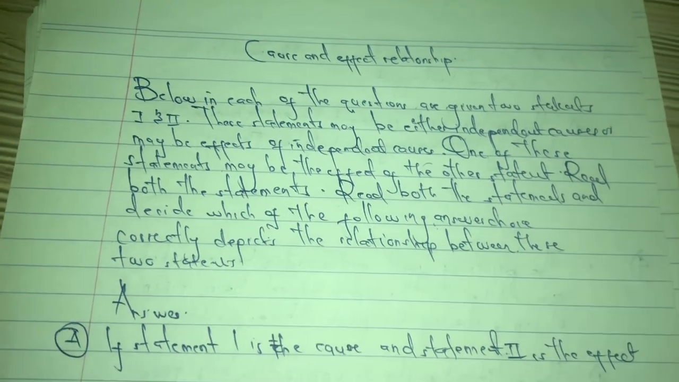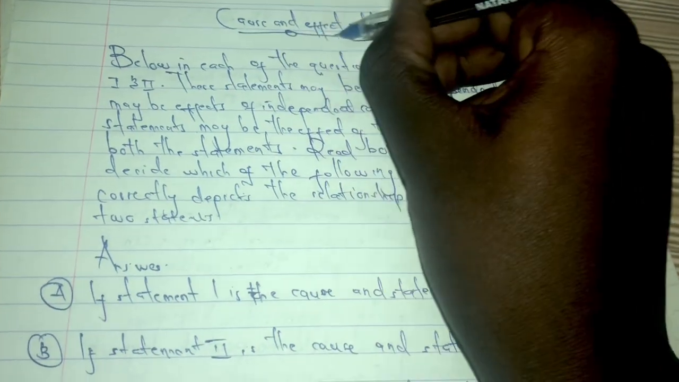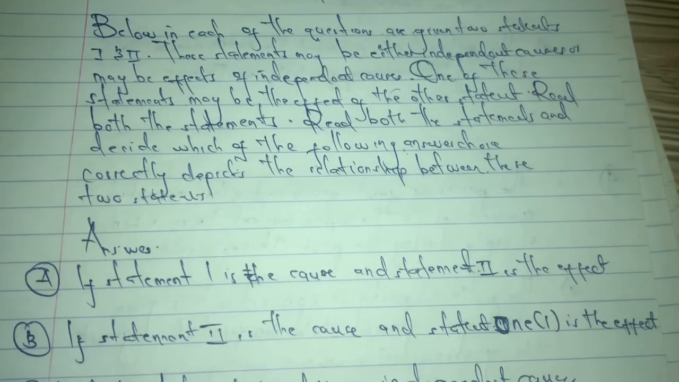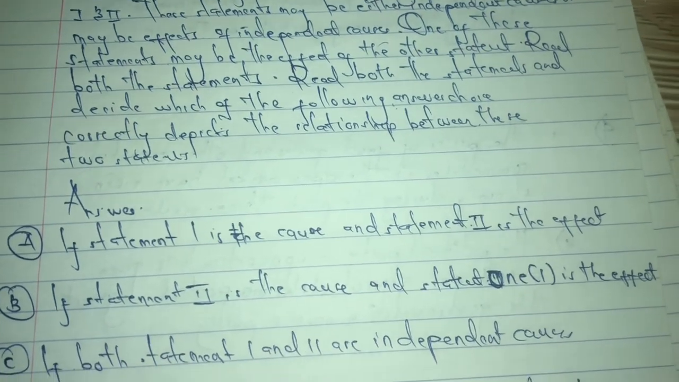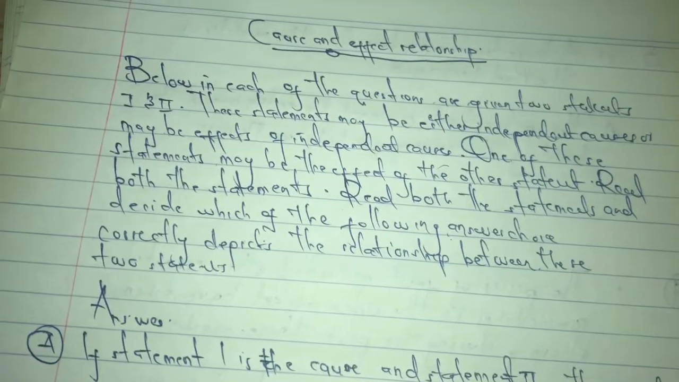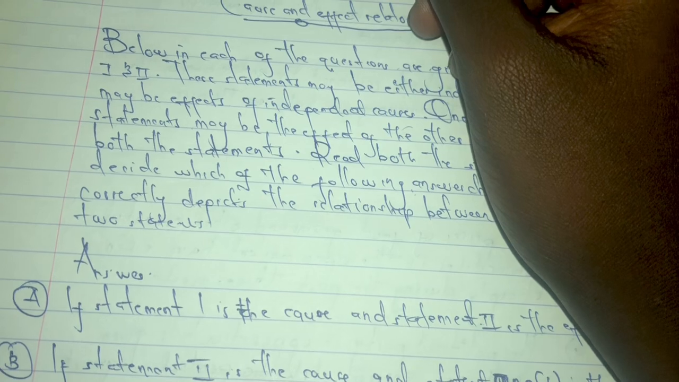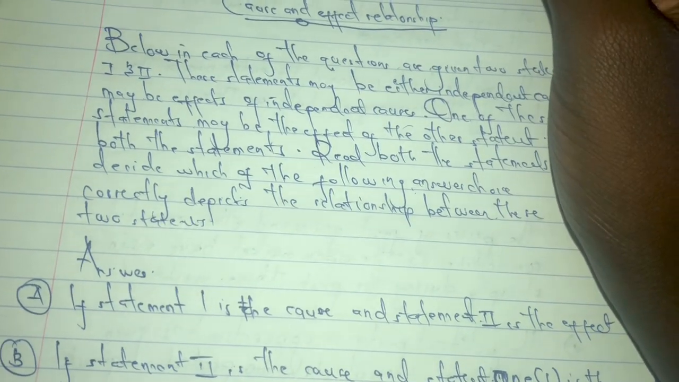So today we are going to look at verbal reasoning, and the main aspect we are going to look at is the cause and effect relationship. The cause is the actual cause of something, while the effect is the outcome. It can be a positive or a negative effect. So we are looking at the relationship between the two, the causal relationship, what causes another.